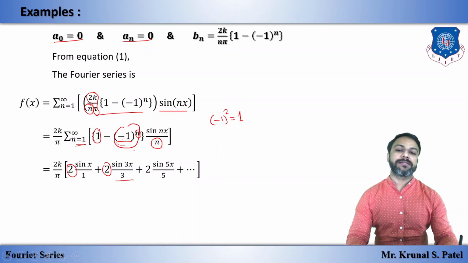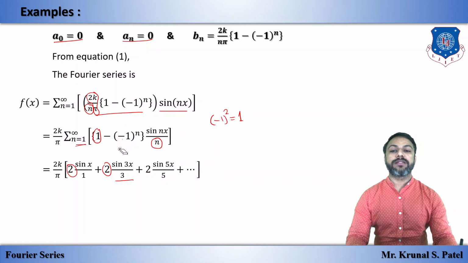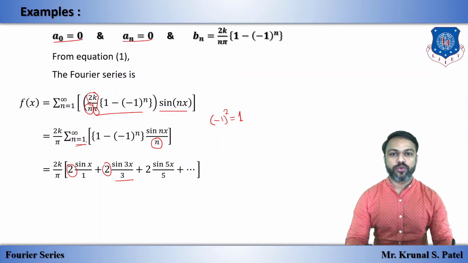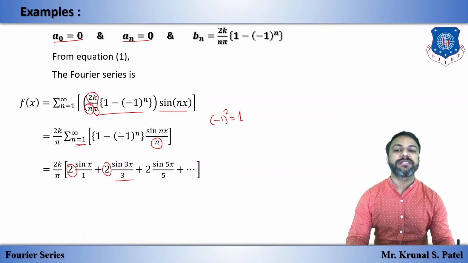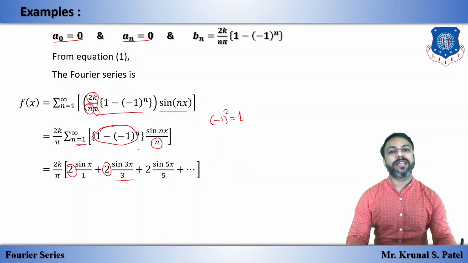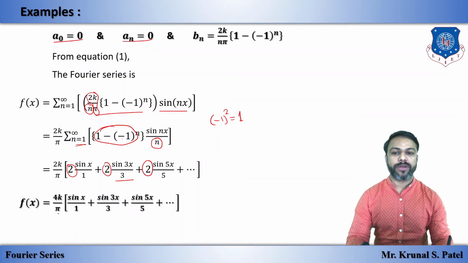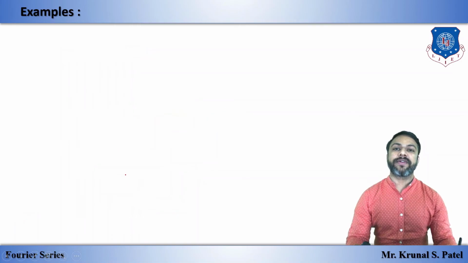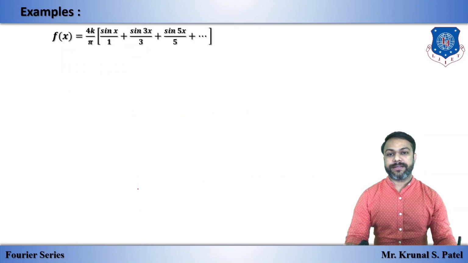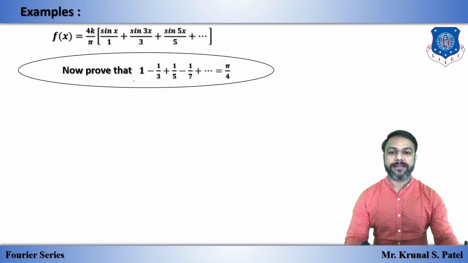In a similar way, you can observe that all even values of n, n is equal to 2, n is equal to 4, n is equal to 6, give the 0 answer. So we have only the odd values of n, 1, 3, 5 and so on. By taking this 2 common outside, we have 4k by pi and the remaining terms. This is our Fourier series, but the question asks us to prove or deduce a series.